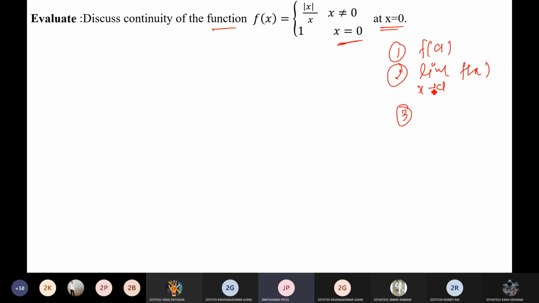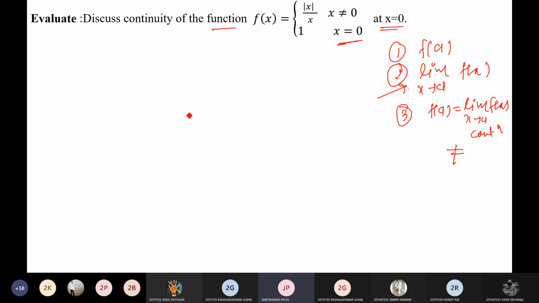Then third step is you have to check whether f of a is equal to limit x tends to a of f of x. If both are the same, then the function is continuous, and if both are not equal, then you can say that the function is discontinuous. But be careful for the limit. You have to go through the left and right limit. So think about that in step number 2.